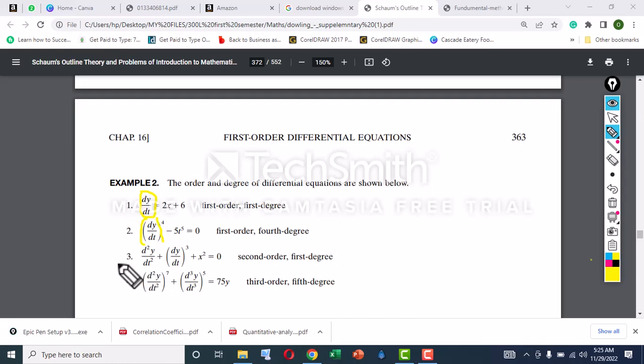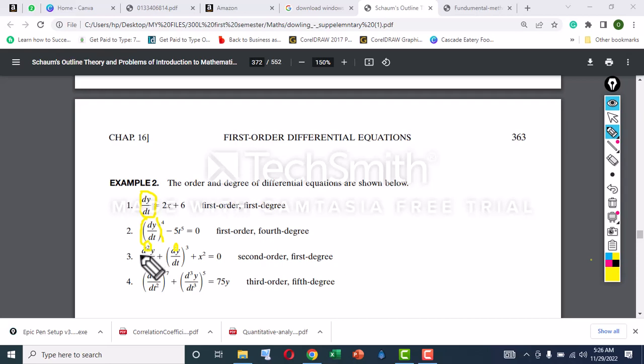Then moving to the third, what's the order, what's the degree? Now the order here is 2 and the degree is 1. Why? The order is 2 because there is a power here. Mind you, there is a power here too, but it's a power of 1. But whenever you are to find the order, you are taking the highest one. So ignore that one and take these 2.